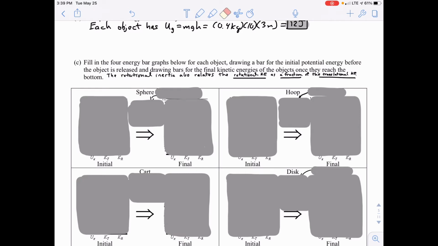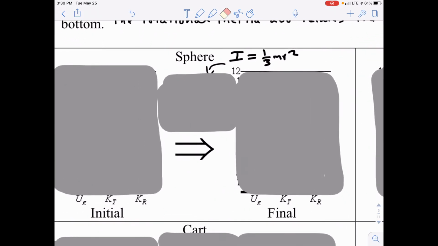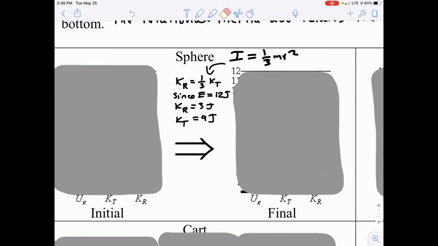The sphere, if you remember, had a rotational inertia of 1/3 mr squared. What does that mean? It means Kr stands for the rotational kinetic energy. Kt is the translational kinetic energy. 1/3 mr squared means the rotational kinetic energy is going to be 1/3 of the translational kinetic energy.